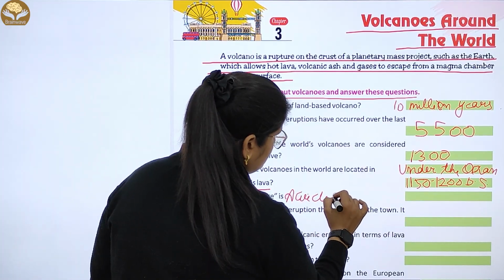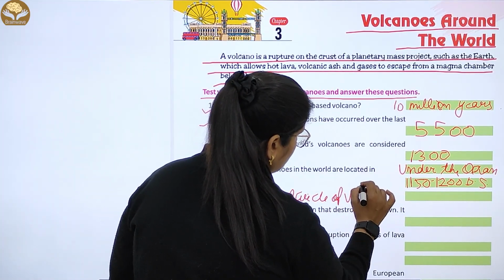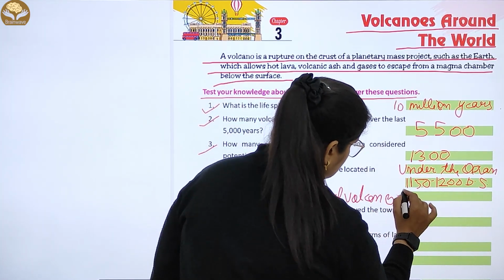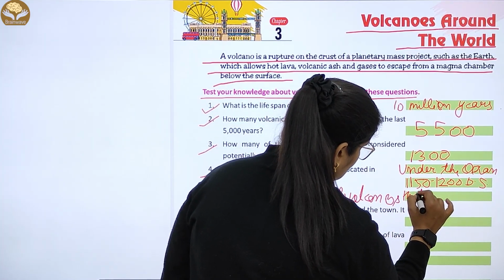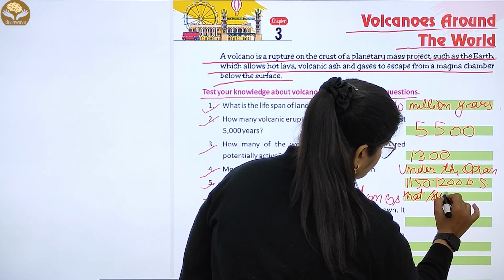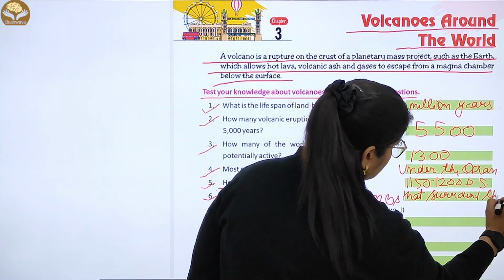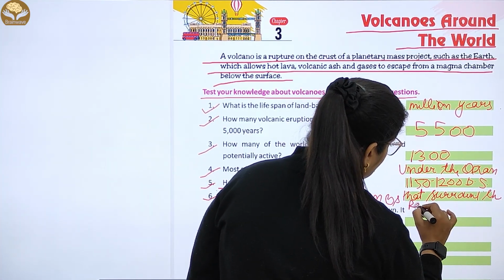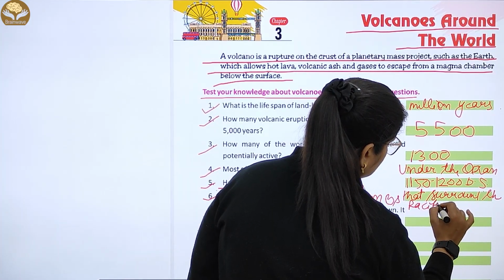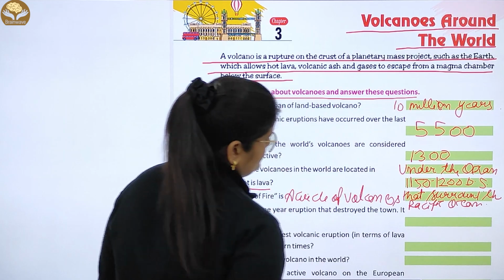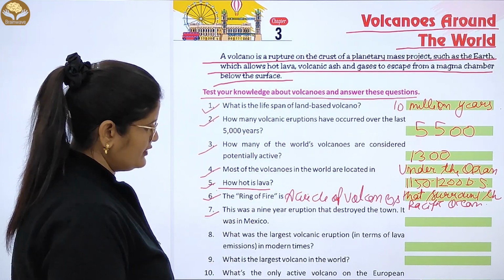A circle of volcanoes that surround the Pacific Ocean. Okay. Number 7.